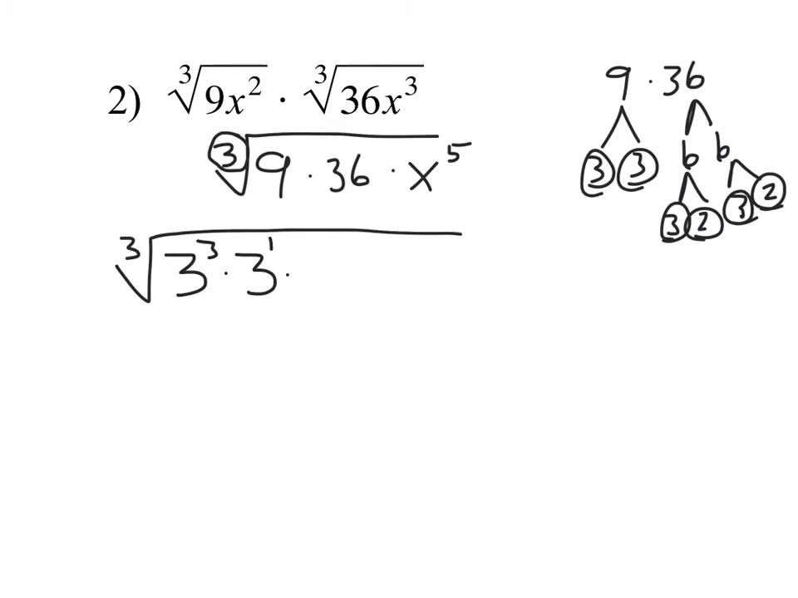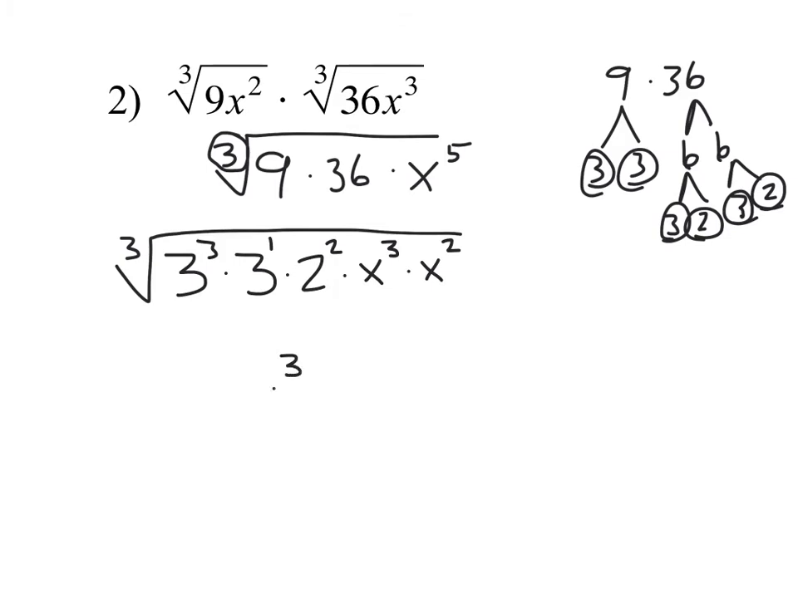2s, I've got 2 2s, so I got 2 to the 2nd. Then I'm going to look at my x's. I want x's to be to the 3rd power, so I want an x to the 3rd. And if I take an x to the 3rd, what's left over? An x to the 2nd. Again, if I add those exponents, I get 5 to make sure that I have x to the 5th.